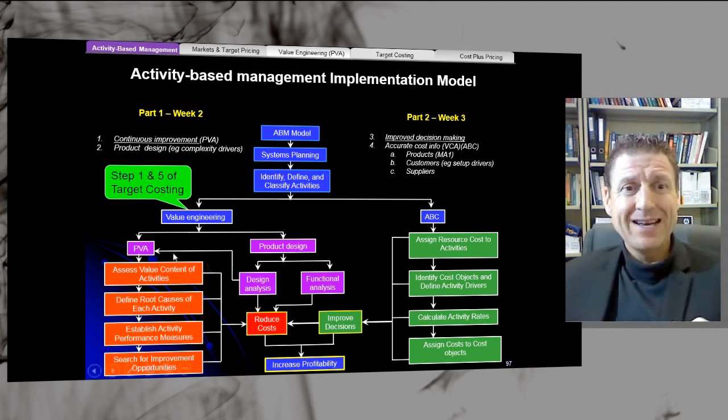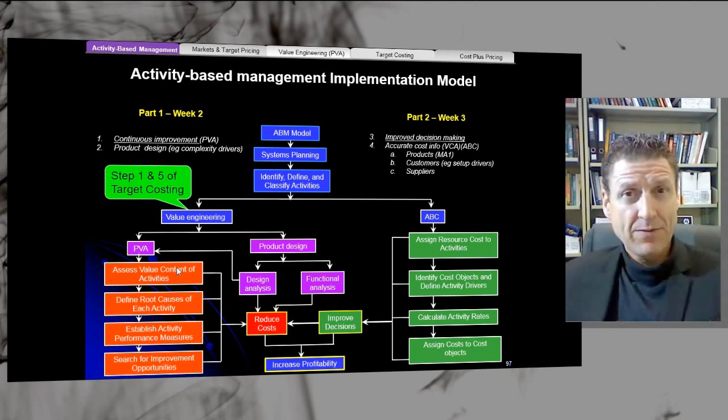And then over here we have process value analysis, where we're focusing more on continuous improvement of cost down, cost down, cost down, by looking at all of the processes and assessing which of these processes are adding value, which are not adding value, and defining the root causes of the activities. Is there some way that we can minimize the resources consumed by a particular activity?